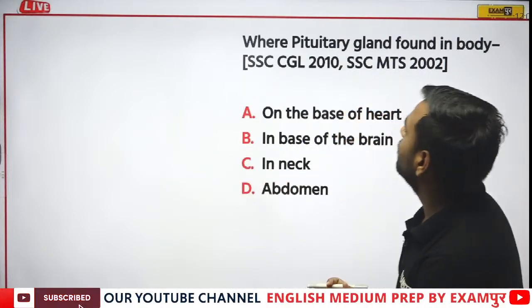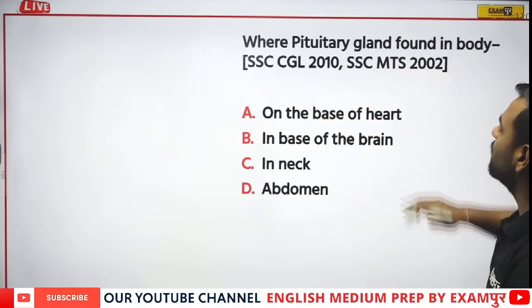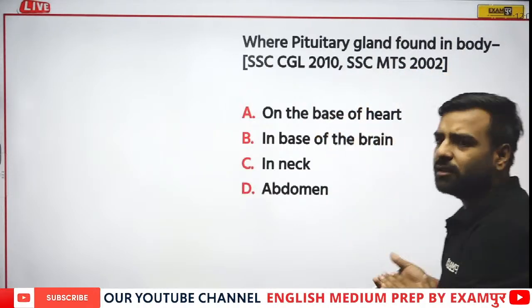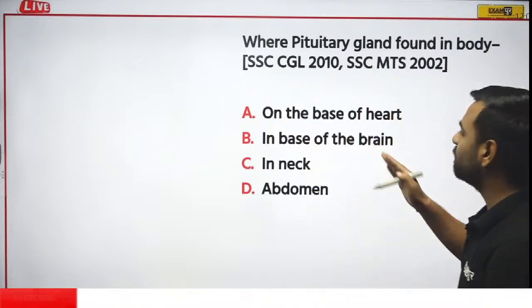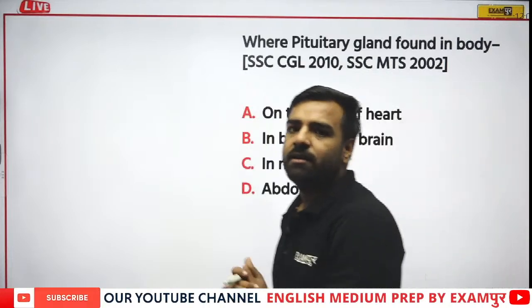So let's continue. Where is the pituitary gland found in our body? Is it on the base of heart? Is it on the base of brain? Is it in the neck, or is it in abdomen?